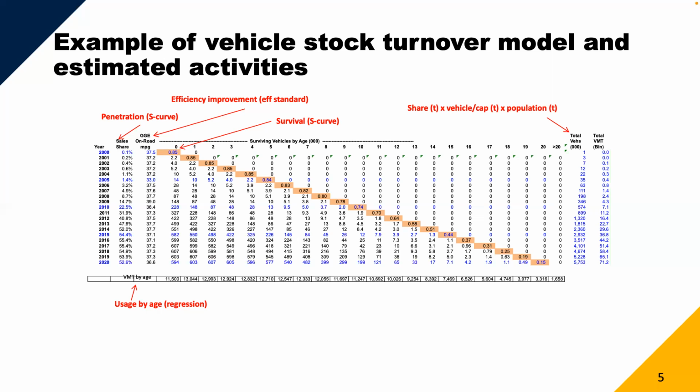There are a couple of more detailed parameters that you can adjust, things like usage by age. So this is where new cars get driven more, but older cars get driven a little bit less. And then you can adjust those numbers and it'll figure out essentially what the vehicle miles traveled would be.